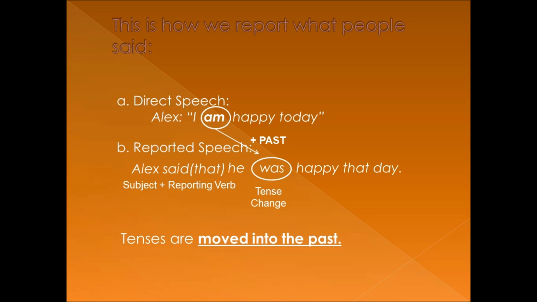Then the next thing is the pronoun. It transforms from I into he because we are talking from the third person's point of view. In the sentence above, we also have an adverb of time, and therefore this needs to be changed too. From today, it becomes that day. So, from direct speech into reported speech, the things that need to change are the pronoun, the verb, the adverb of time, and also the adverb of place, if there is one.